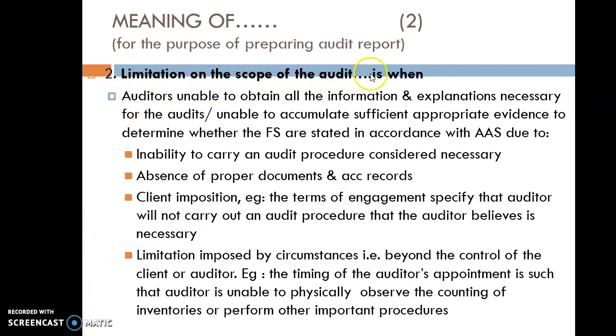Okay, limitation of scope of audit. When does it happen? When the auditor is unable to obtain all the information and explanation necessary for the audit. So the auditor is also unable to accumulate sufficient appropriate evidence to determine whether the financial statements are stated in accordance with the standard, due to all these circumstances.